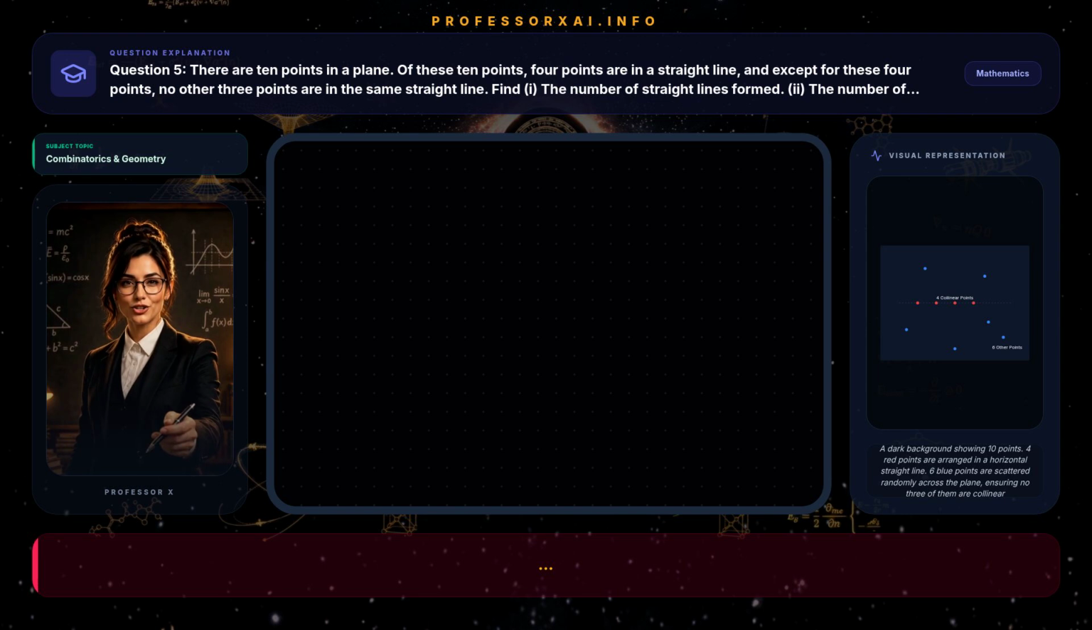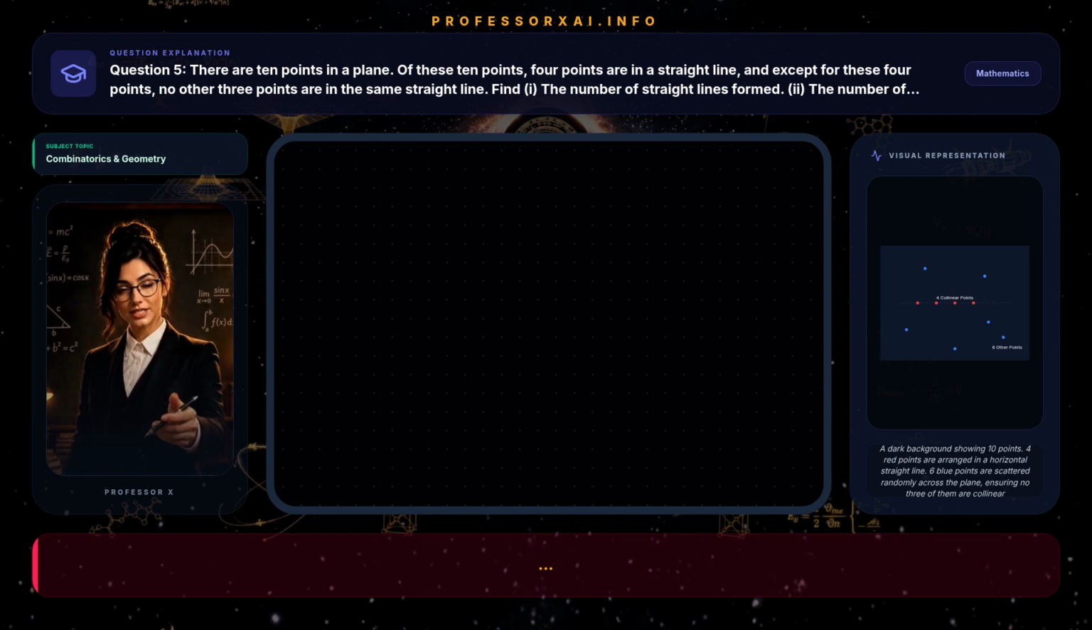Finally, for quadrilaterals, we need 4 points. Total ways are 10C4, or 210. We must subtract the case where all 4 points are collinear, which is 4C4, and the cases where 3 points are collinear and 1 is not, which is 4C3 times 6C1. That's 210 minus 1 minus 24, resulting in 185 quadrilaterals.